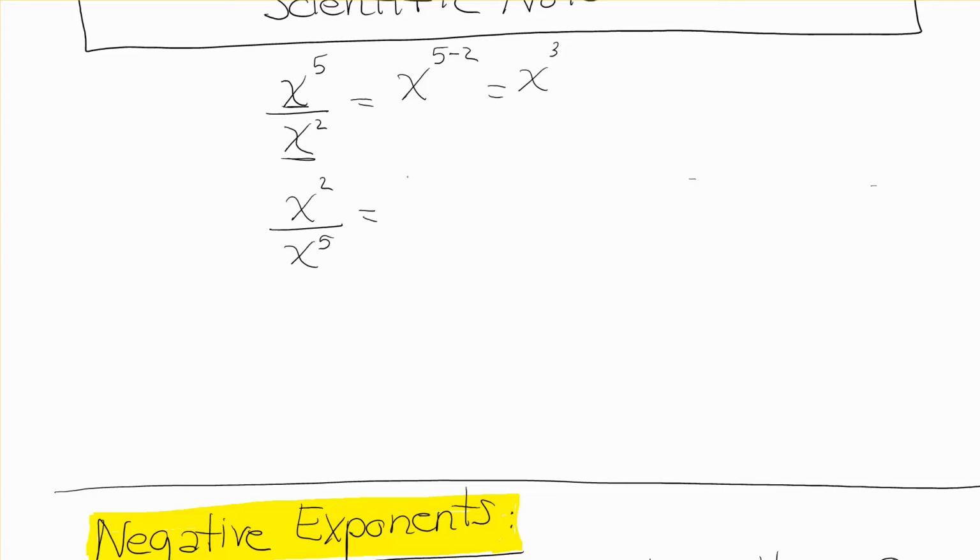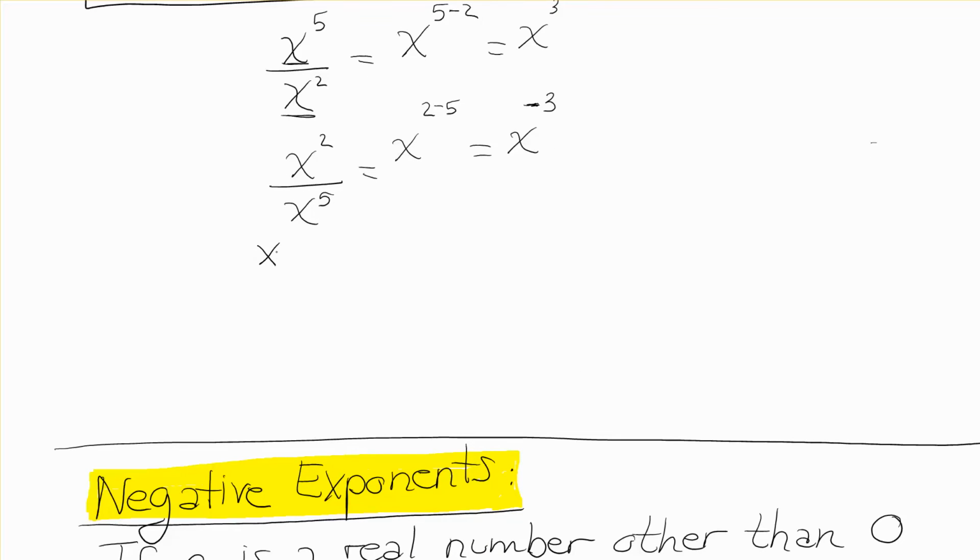Now when we use the quotient property, we get x to the 2 minus 5, and we end up with a negative exponent, x to the negative 3. So let's see if we can reduce the x squared over x to the fifth as a fraction to see if we can define what a negative exponent actually means. So we know that x squared really is x times x. And we know that x to the fifth is really x times x times x times x times x.